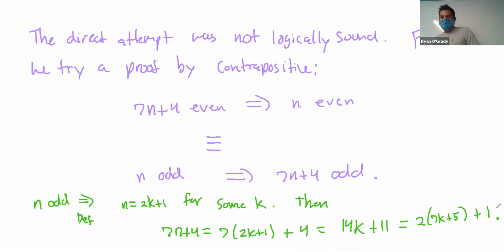14k plus 11 as this, which you're going to say is silly. Why would I do that? Well, because now this is of the form, call this j. Now I have 2j plus 1, which means 7n plus 4 is in fact odd. And we've logically proved it. There's no ifs, ands, or buts about it. And we're real happy with ourselves.